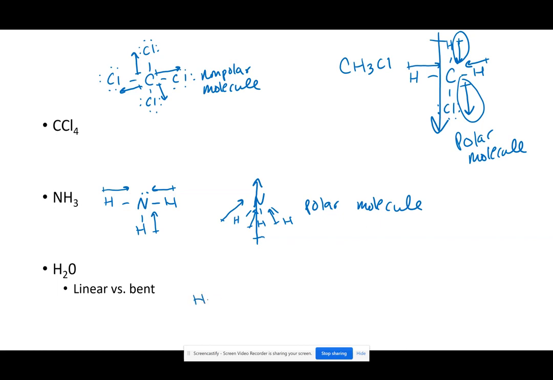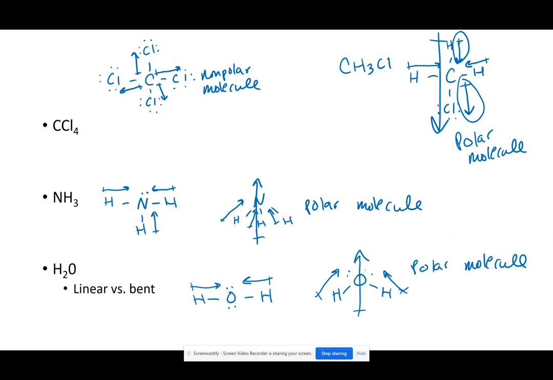So again, the shape, like I did with the ammonia, is very important. If I don't draw water in the correct shape, I might think, oh, look at that, it's nonpolar. But we know that that's not the shape of water, right? Water is bent. And so we have the dipole moment going that way, and we have the dipole moment going that way. And so they add together, and definitely we have a dipole moment pointing up towards the oxygen. And so water is a polar molecule.